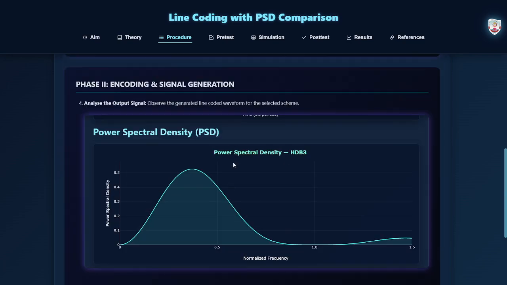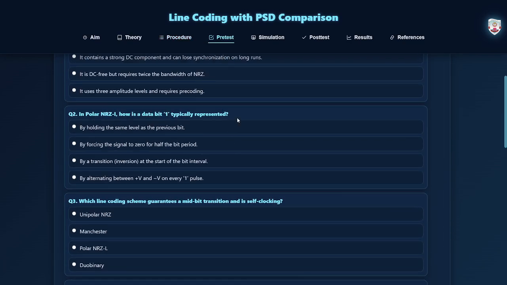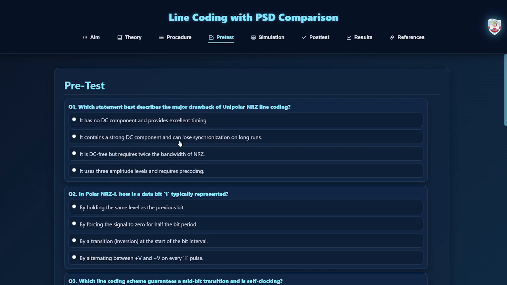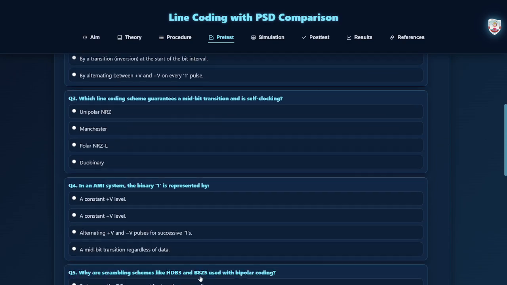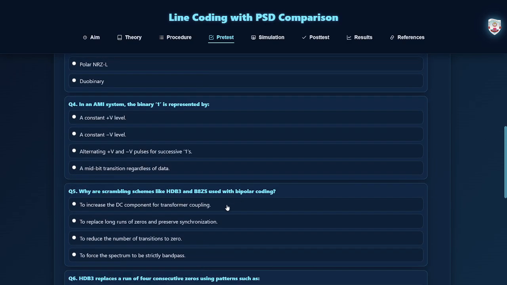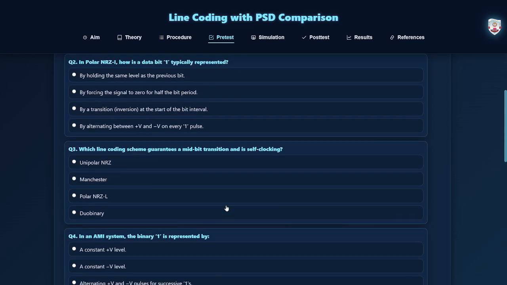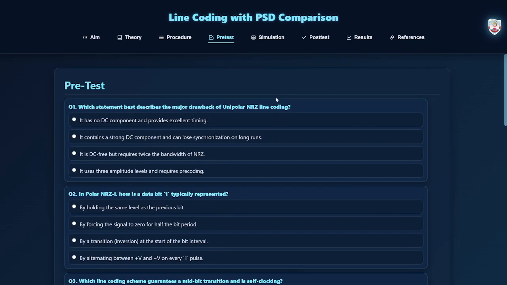Pretest. Before performing the simulation, this virtual lab also includes a pretest section. The purpose of the pretest is to check the basic understanding of students regarding line coding concepts. The questions mainly focus on topics such as the drawbacks of unipolar NRZ coding, how binary data is represented in polar NRZ, which coding technique provides self-synchronization, how AMI encoding represents binary ones, and why scrambling techniques such as HDB3 and B8ZS are used. This helps students revise the theoretical concepts before performing the experiment.